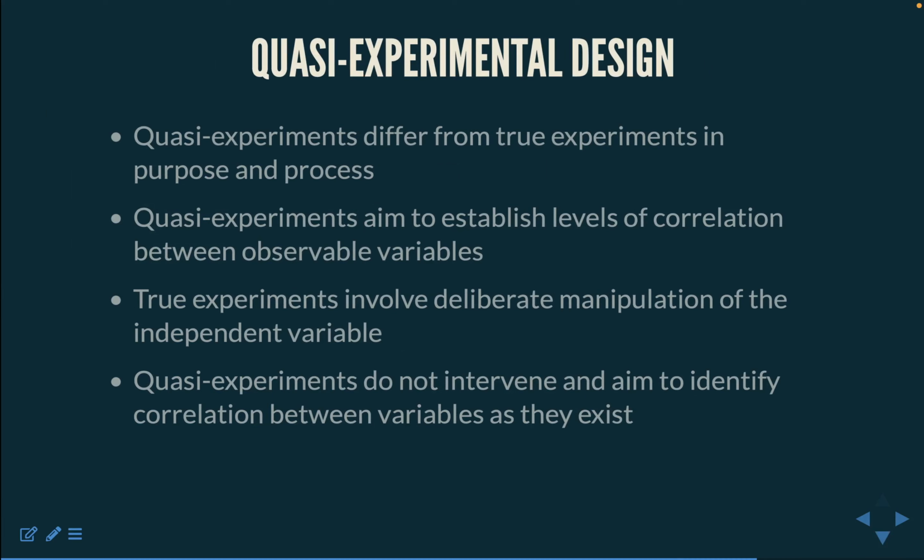Quasi-experiments differ from true experiments in purpose and process. Where true experiments aim towards covariance, quasi-experiments aim to establish levels of correlation between observable variables. Correlation is used to identify both the degree and direction of a relationship, a scaled version of covariance which makes no temporal assumptions. True experiments involve deliberate manipulation of the independent variable, whereas quasi-experiments or correlation observations do not intervene and aim to identify correlation between variables as they exist, with no temporal restrictions.